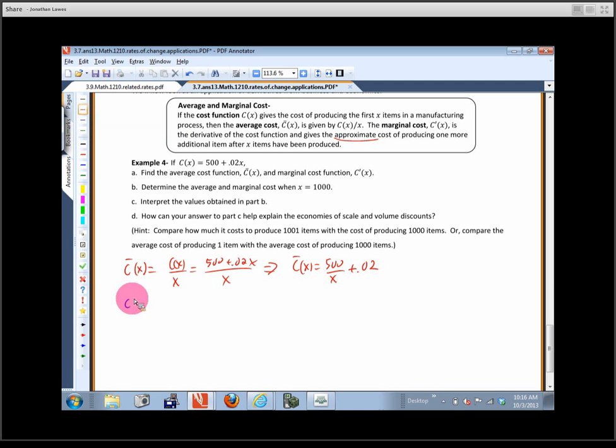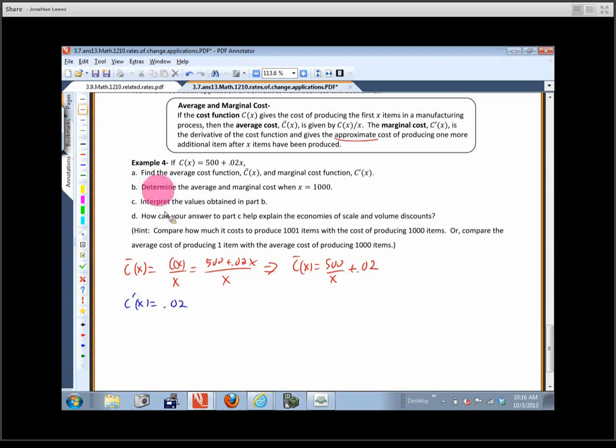Okay, let's find C prime of x. Let's find the marginal cost function. The marginal cost function is just the derivative of cost. Derivative of 500 would be 0. Derivative of 0.02x would be 0.02. Okay, so average cost here, marginal cost right here.